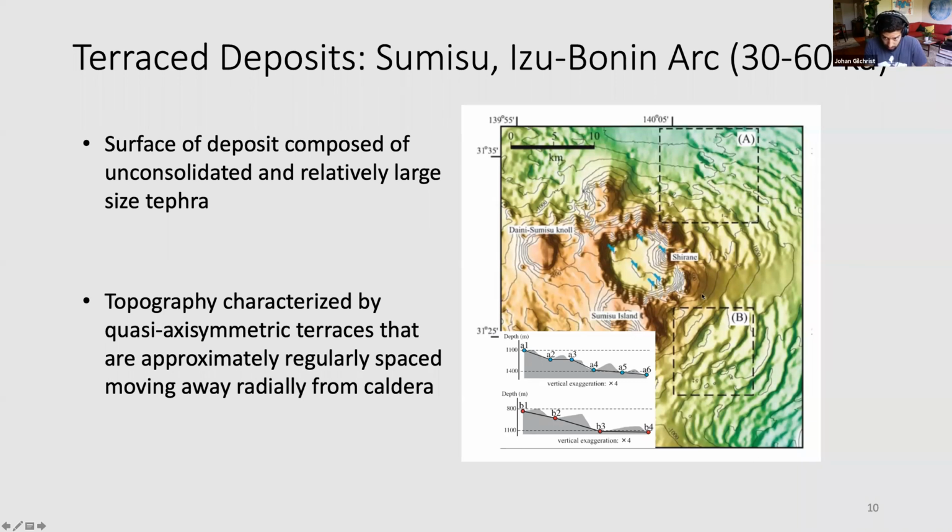And this is a figure adapted from Tani et al. When they set the ROV down to analyze this deposit, they found that the veneer here, the surface, was composed of unconsolidated and relatively large-sized tephra. It was products of the most recent eruption, suggesting that these terraces are related to the products of the most recent eruption. And this is the case also for Santorini and Macauley caldera, where some seismic imaging has shown that this terracing is indeed present only in the surface layer here and not from layers interpreted to be from previous eruptions.